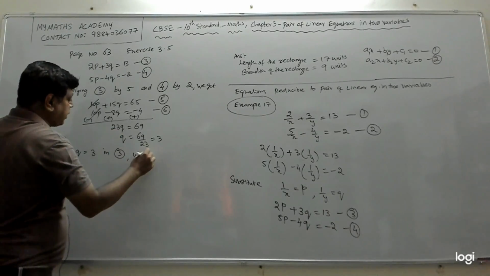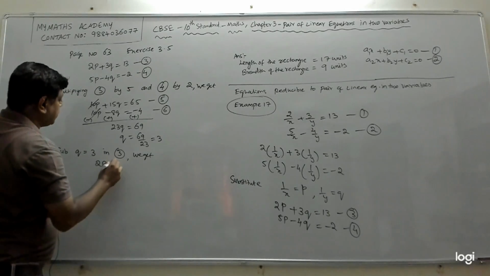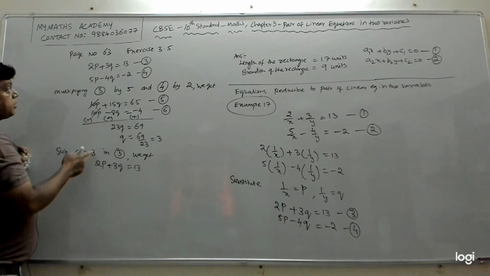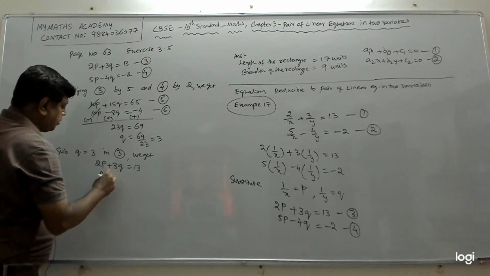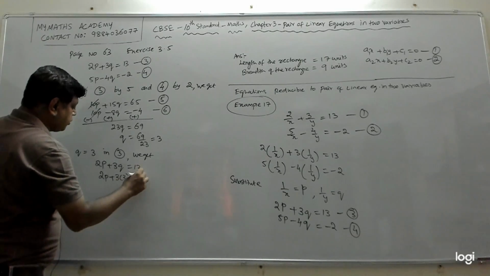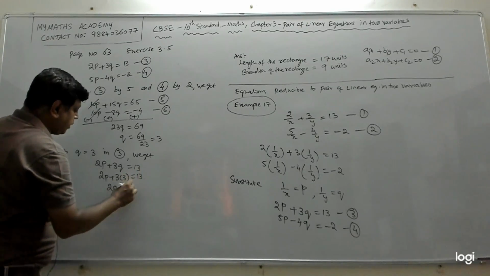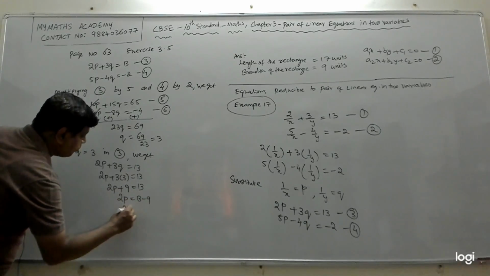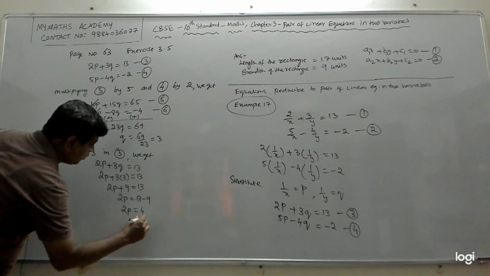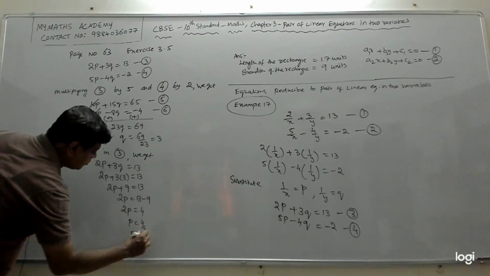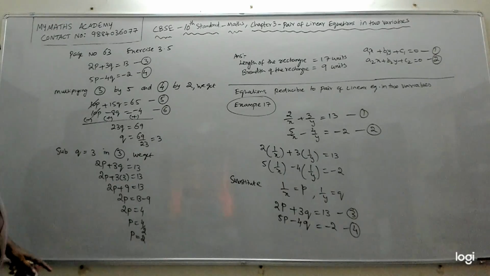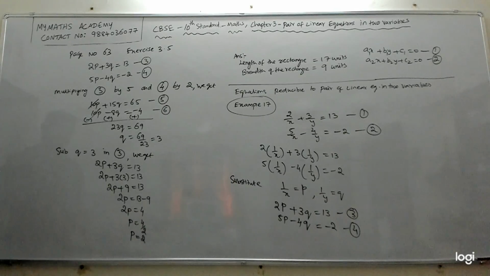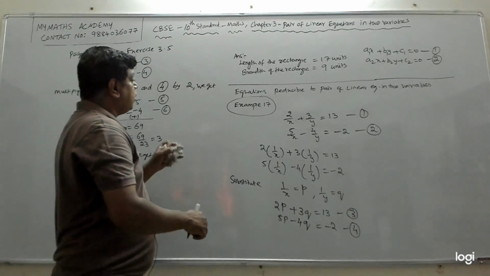So what do we get? The third equation is what? 2p plus 3q equal to 13. Right? So if I substitute q is equal to 3 in this, I'll get 2p plus 3 into 3 equal to 13. 2p plus 9 equal to 13. 2p is equal to 13 minus 9. So 2p equal to 4. So p is equal to 4 by 2. So p is 2. So we got the value of p as 2 and q is 3. Right? So now we have got the value of p and q.